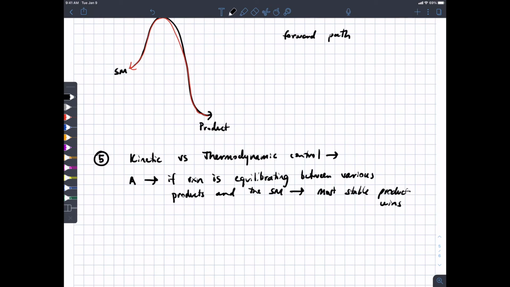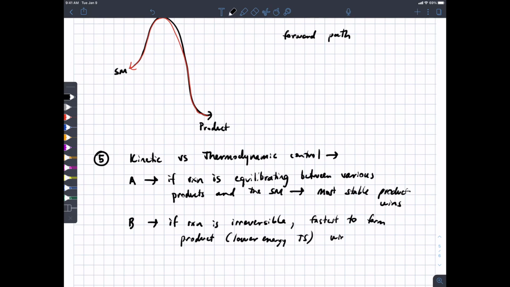Classic example of this is hydration or dehydration of alcohols to give alkenes. You get the most stable product, right? You get the most stable alkene product. Principle B is if a reaction is irreversible, product stability doesn't matter. Fastest product to form, meaning the one that goes through the lower energy transition state, wins.